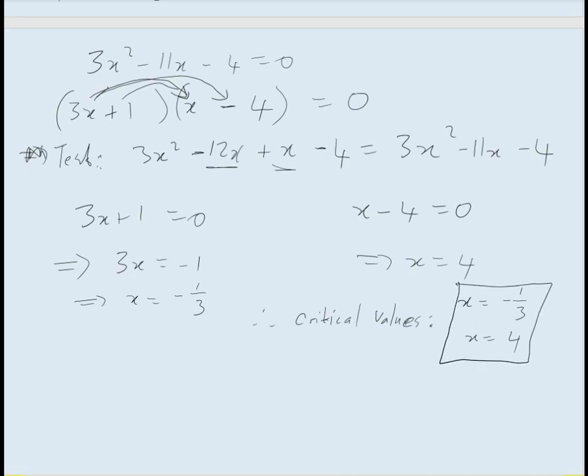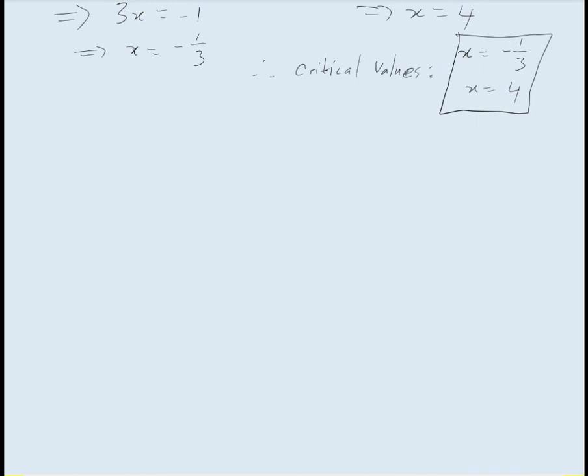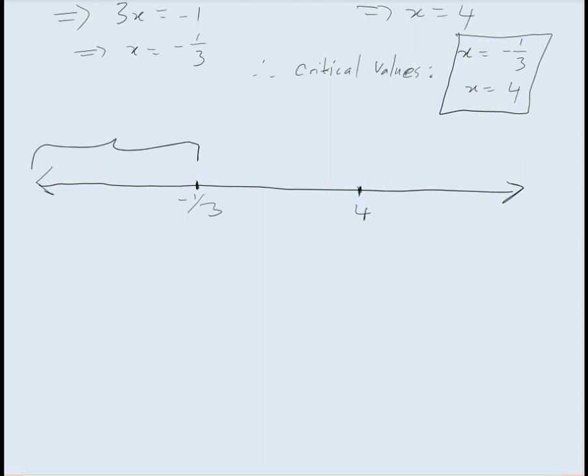So what we do now is we draw a number line, a lovely horizontal line, the x-axis, and let's mark out these values. So this will be negative a third, and this will be 4. And now we need to consider 3 intervals. So the first interval is everything here to the left of negative a third. Let's call that I1 for interval 1.